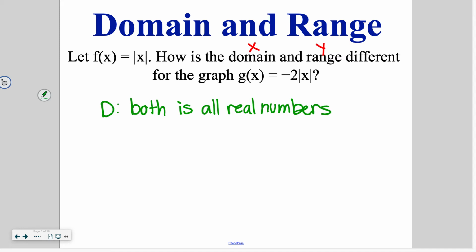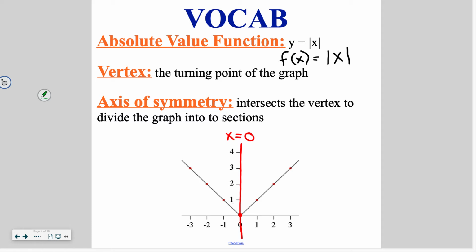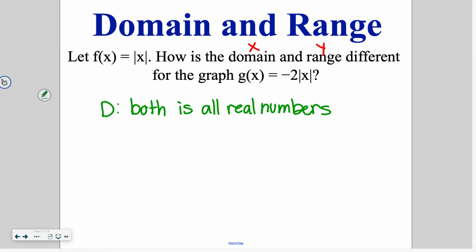Now, let's look at the range. Initially, all of my y values were above the x-axis, or on it. So this lowest point here was 0. All of the other points were above the line. So the original range of this function was y is greater than or equal to 0. Now, if I come over here and I look, I'm going to figure out a few different outputs to help me decide what that range is.